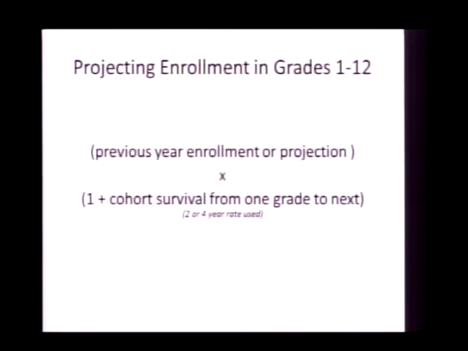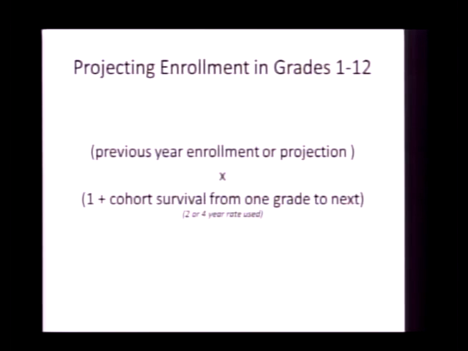So the equation here is you're taking the previous year enrollment, or a projection, depending upon what year it is, and you multiply that times 1 plus the cohort survival rate from one grade to the next. So we figured we would calculate the cohort survival rate for first graders going into second grade. Then we'd have to figure out a cohort survival rate for students going into second to third and third to fourth, a whole bunch of them.